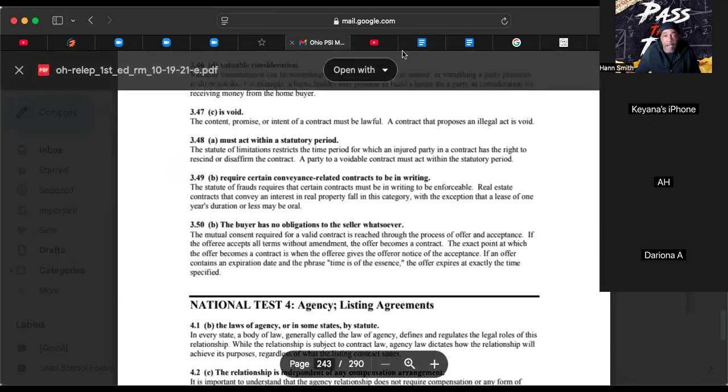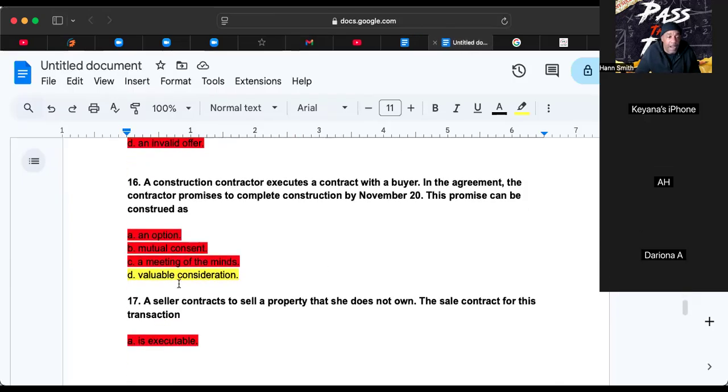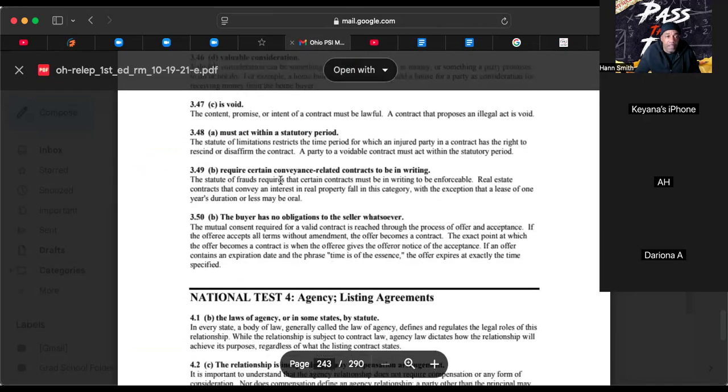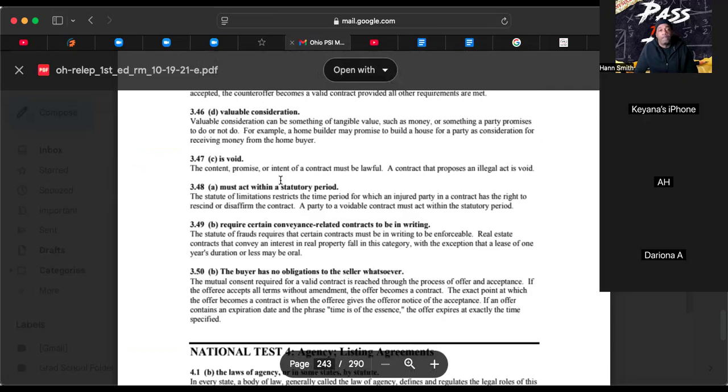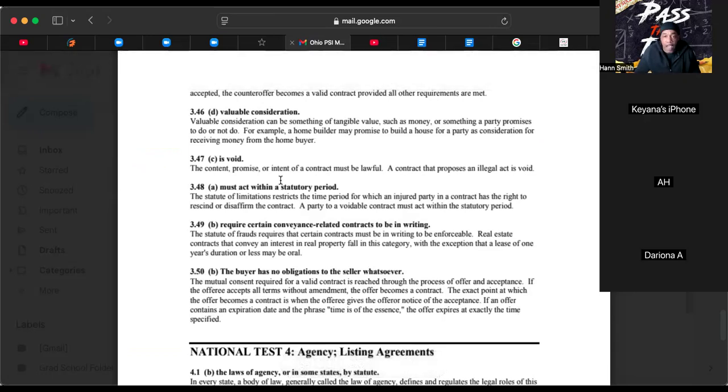For 16, we put valuable consideration. And that's what we put down here. A construction contractor executes a contract with a buyer. In the agreement, the contractor promises to complete construction by November 20th. This promise can be construed as valuable consideration, and we got that one right. And it says here, valuable consideration can be something of tangible value, such as money or something a party promises to do or not do. For example, a home builder may promise to build a house for a party as consideration for receiving money from the home buyer.